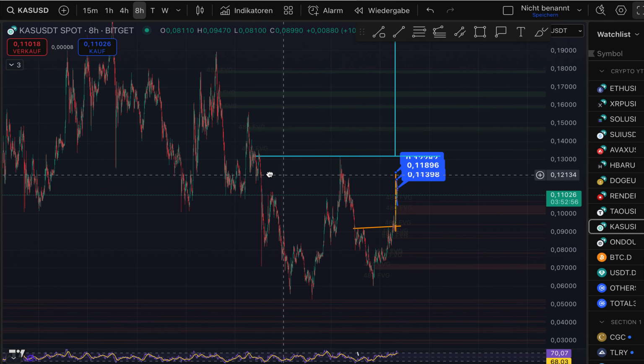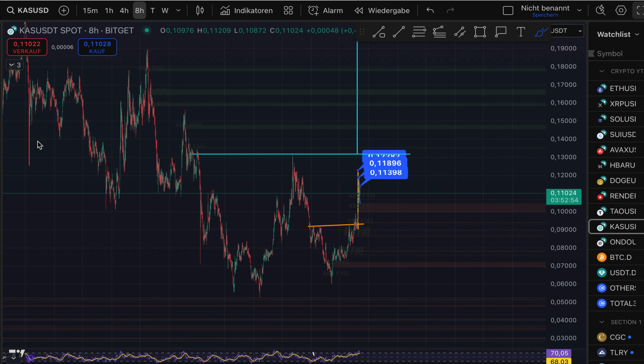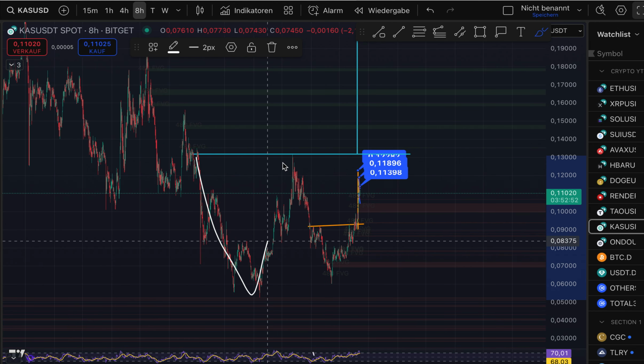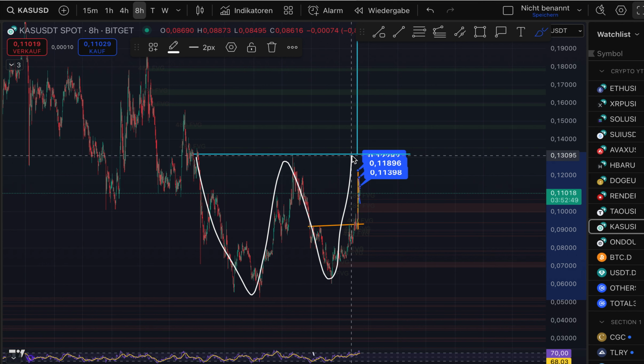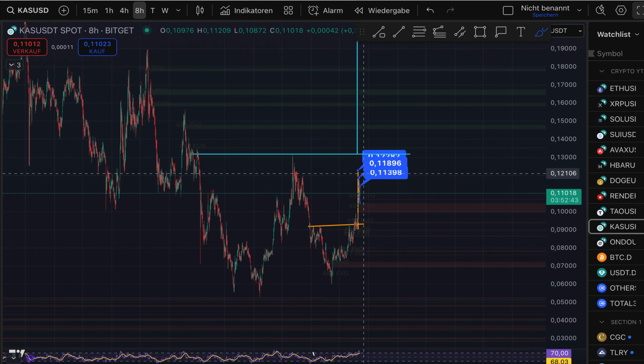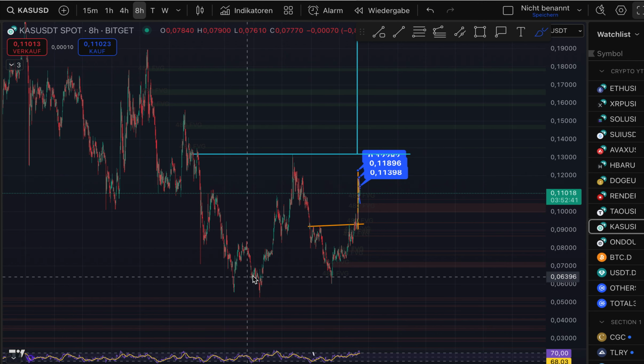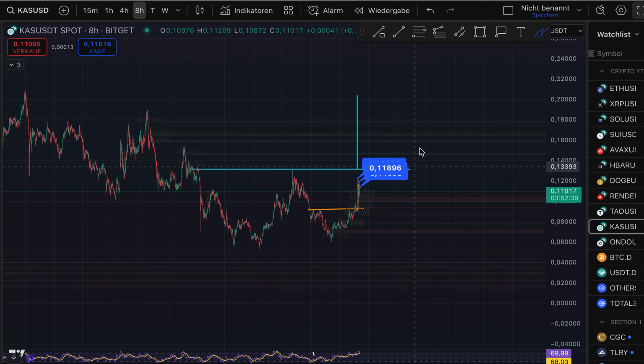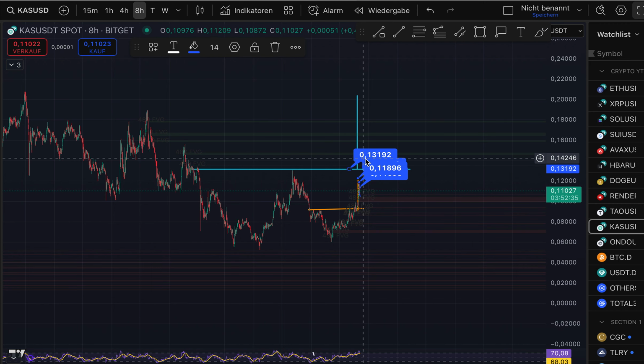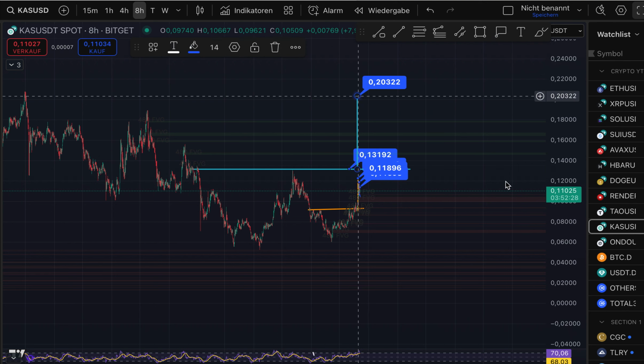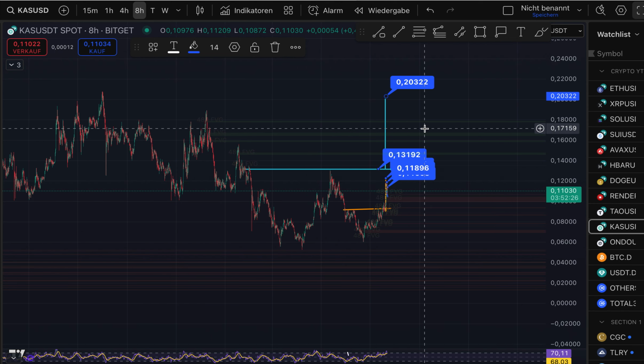So if we go into the 8-hour chart, then you can also see a huge double or triple bottom pattern. Both are the same, in my opinion. The target is the same actually, and the breakout point, that's why I don't care if it's a double bottom or triple bottom pattern. Anyway, if we break it to the upside, which is the price mark of currently 13.2 cents, then we should see a nice rally up to 20 cents for Kaspa.